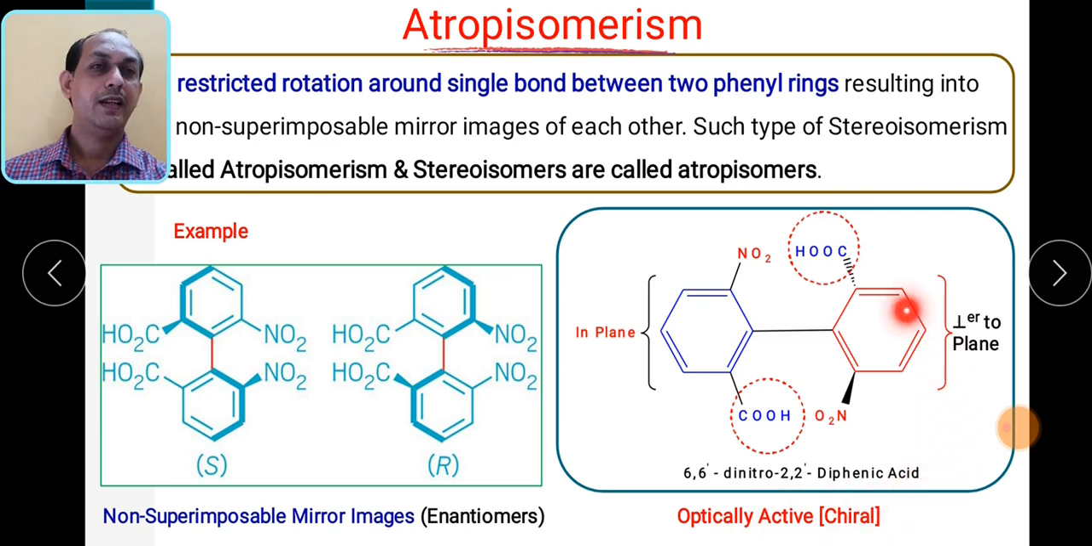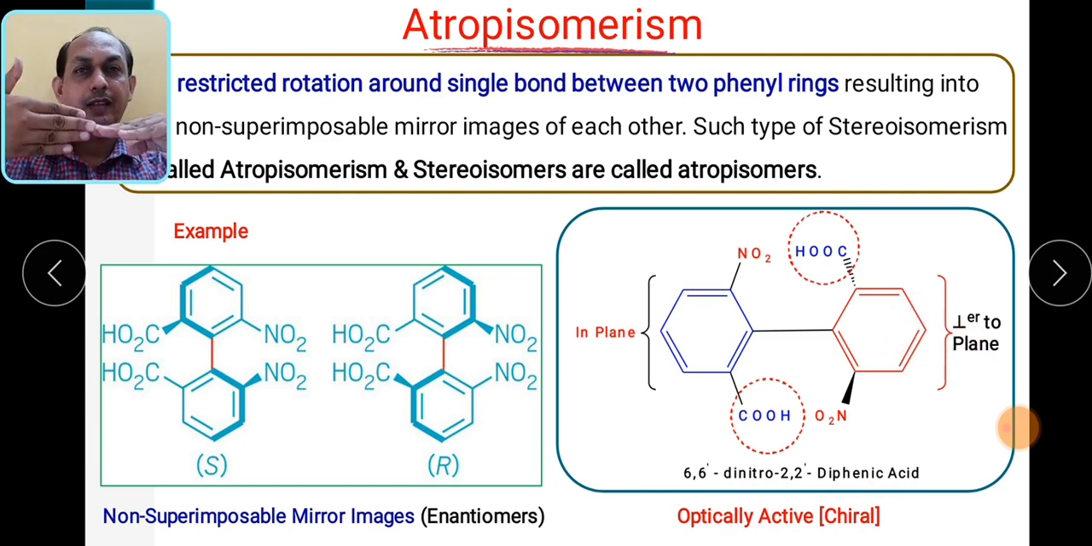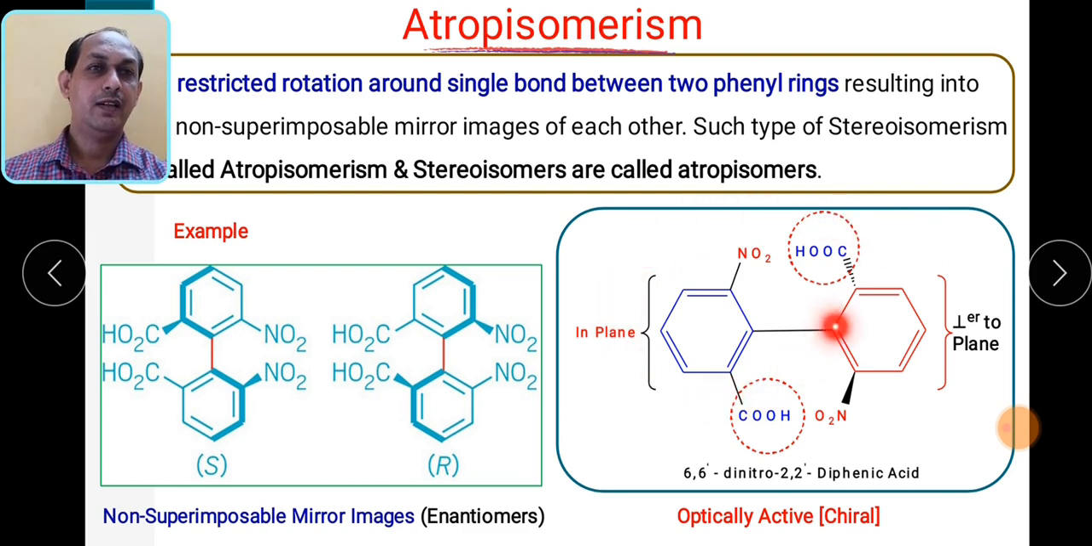If you see the planarity, this ring will be perpendicular to the plane, while another ring will be in the plane. Suppose this is perpendicular, this will be planar, just like this one. These two rings will not be in the same plane. You can see the chirality. So this is a very important criterion which makes the molecule optically active: the presence of bulky unsymmetrical substituents at the ortho position. So it restricts the rotation of the carbon-carbon single bond.